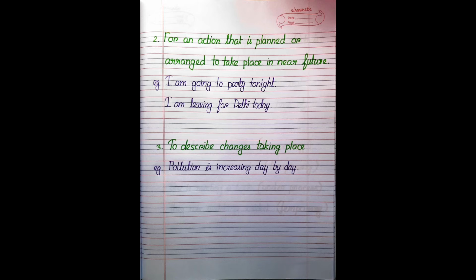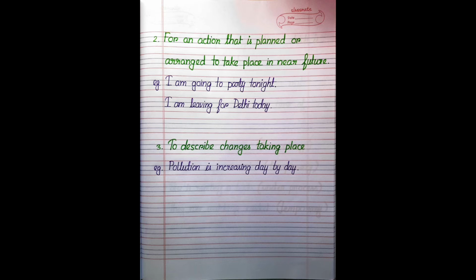Children, just look at these sentences. These are pre-planned actions, right? These actions are already planned. So, in case of such actions that are going to take place in the near future, we can use present continuous tense.